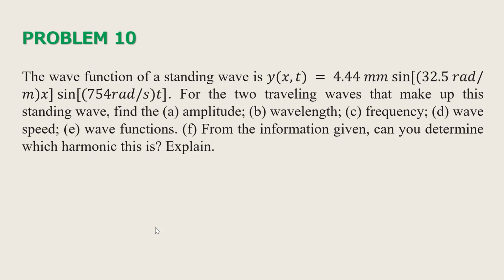The wave function of a standing wave is given by this. Y of x,t equals 4.44 millimeter sine 32.5 radians per meter x sine 754 radians per second t. For the two traveling waves that make up this standing wave, find the amplitude, wavelength, frequency, wave speed, and the wave functions. And from the information given, can you determine which harmonic this is and explain?